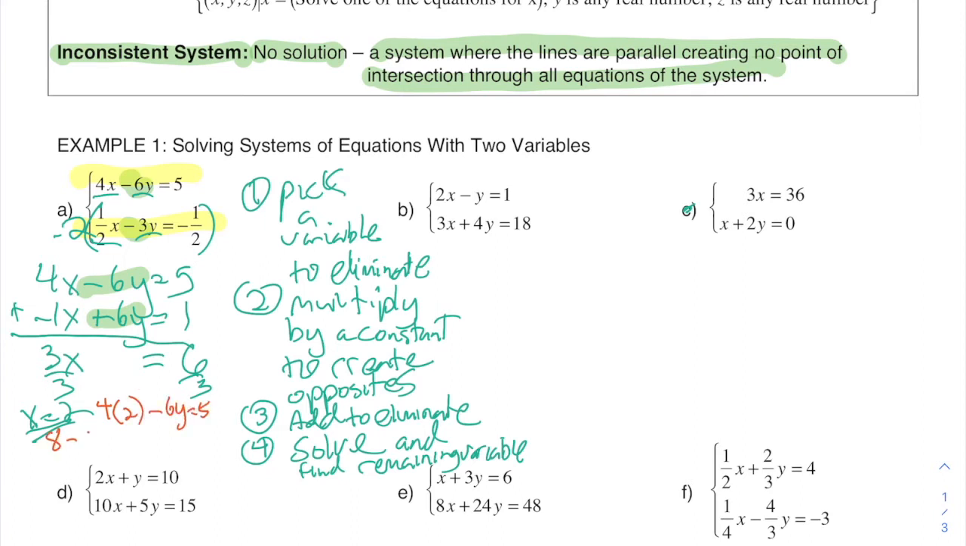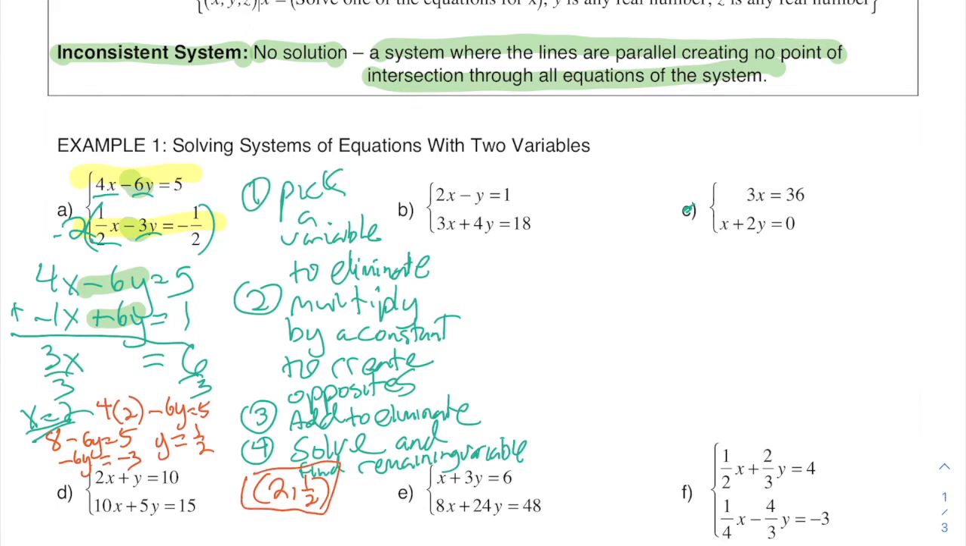8 minus 6y is equal to 5. Negative 6y is equal to negative 3, y is equal to 3 over negative 6, or 1/2. And so now I'm going to write my solution as (2, 1/2). Don't forget to do that. Don't just say x equals 2 and y equals 1/2. You have to write it as a solution.